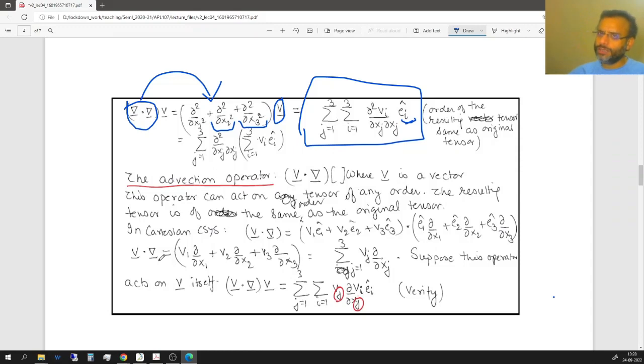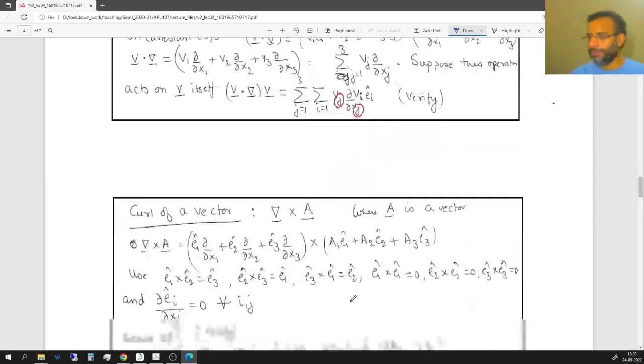But suppose there is a situation in which V dot del acts on V itself, because V after all is a vector, so it qualifies to be acted upon by V dot del like other tensors. You can treat this as an exercise. You should be able to show that when V dot del, the advection operator, acts on V, you get this expression, in its most simplified form in Cartesian coordinate system: Vj del Vi/del xj ei.